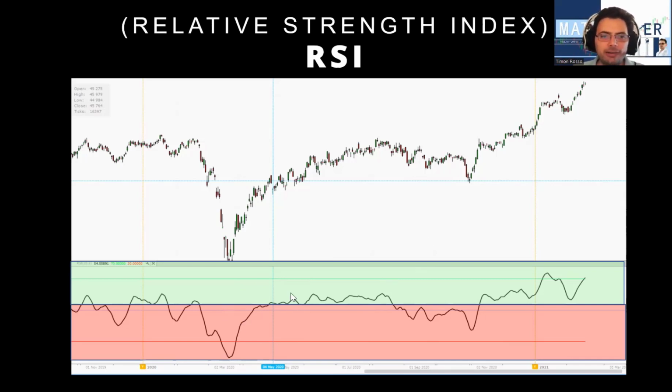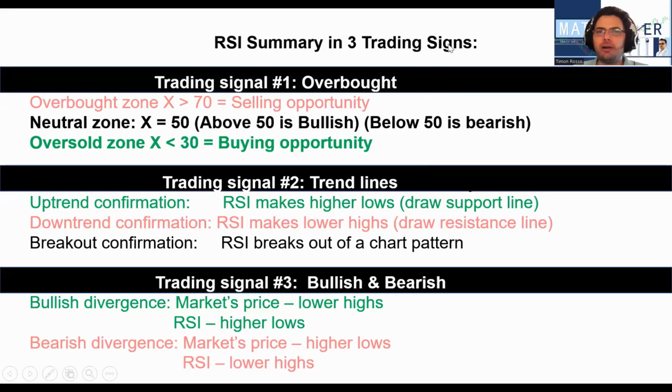I also make the RSI, instead of blue, for example, I make it black so I can see exactly the difference between overbought and oversold, and in between the 50. So it's all based on visual appearance with how you like the RSI. You will see that here is the RSI summary in 3 trading signals. Sorry, the overbought trend lines, the bullish and bearish. These are all different types of trading signals that you can watch out for with the RSI.